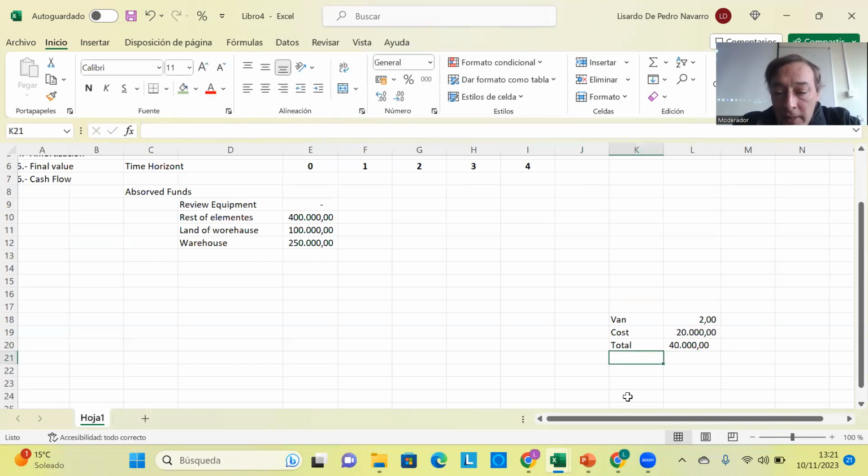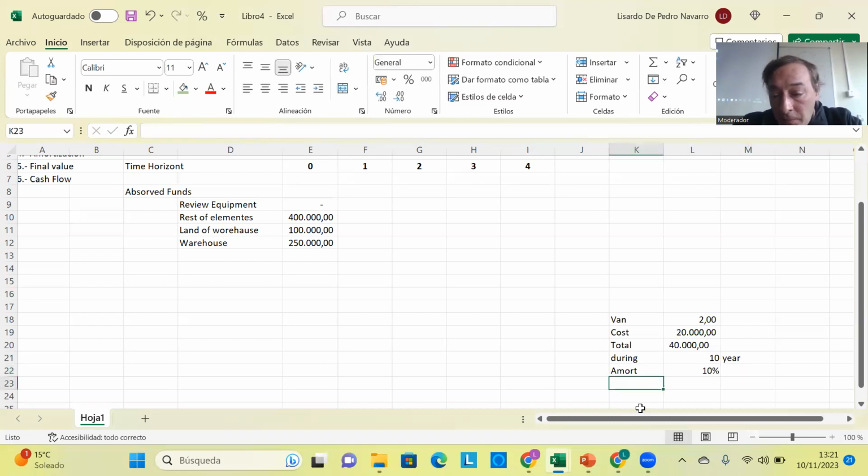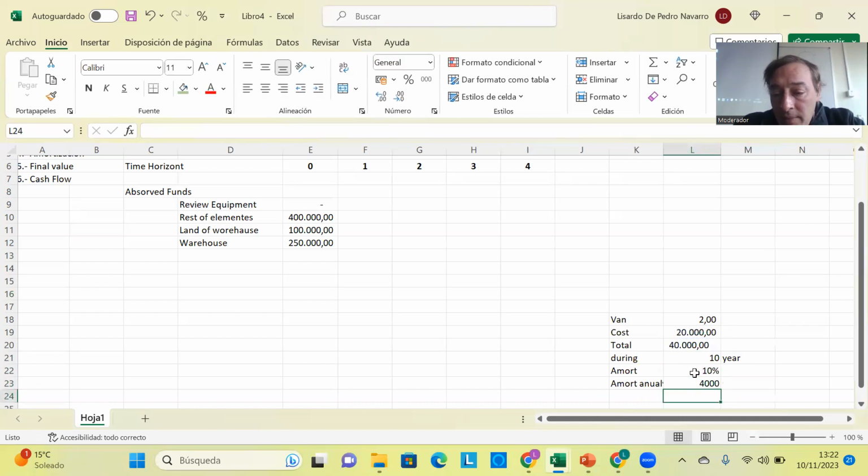The estimation of the company is to use these vans during 10 years. So the annual amortization is 10% per year, okay? So the amount of amortization annually is 40,000 by 10%.